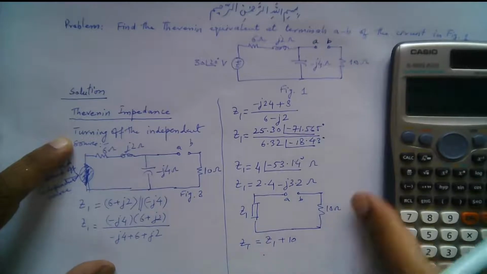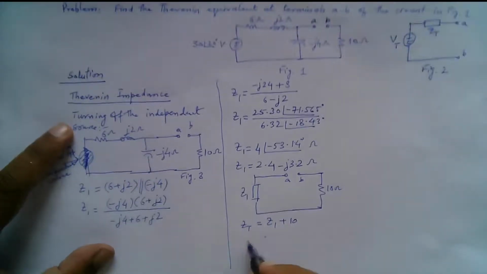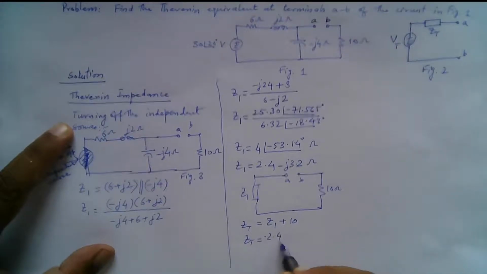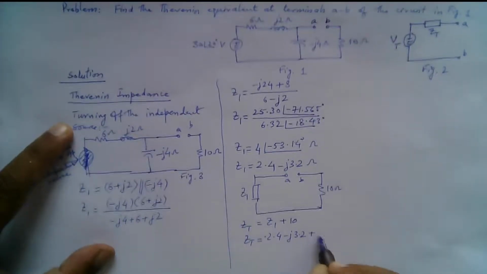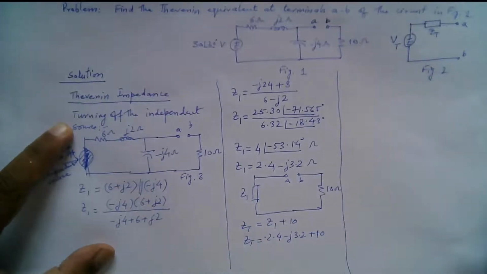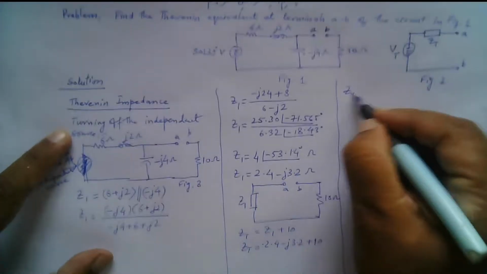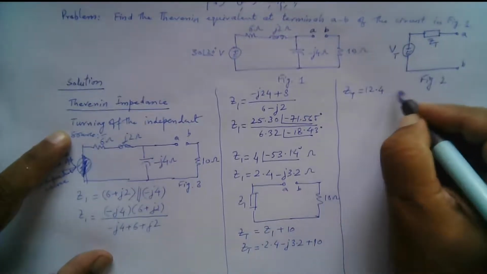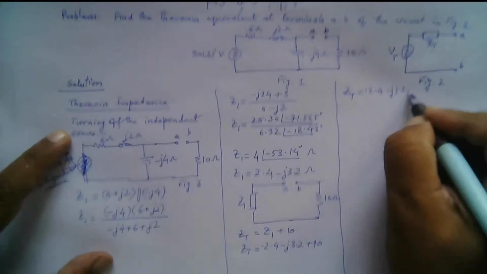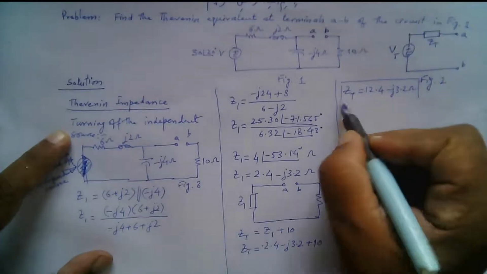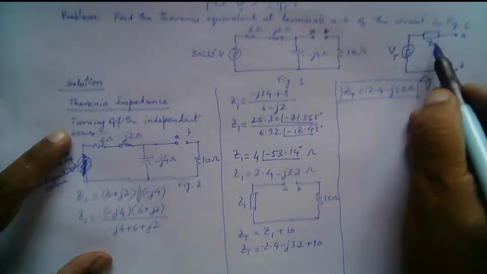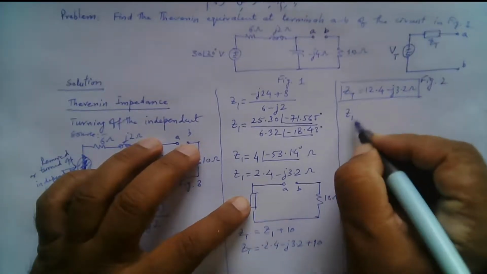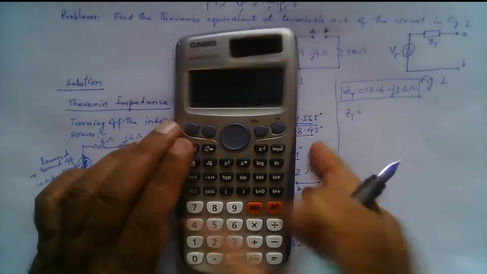So Z Thevenin is given by 2.4 minus J3.2 plus 10. So Z Thevenin is given by 12.4 minus J3.2 ohm. So this is the Thevenin equivalent impedance that we have found. This Thevenin impedance here is given by this value. So this can also be represented in polar form.